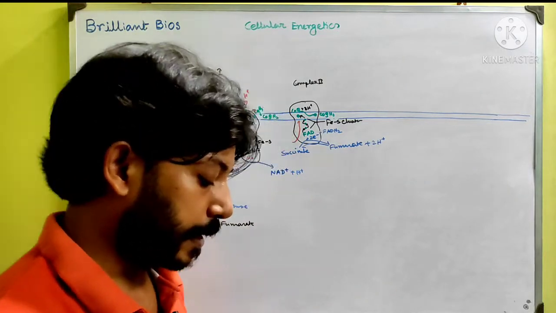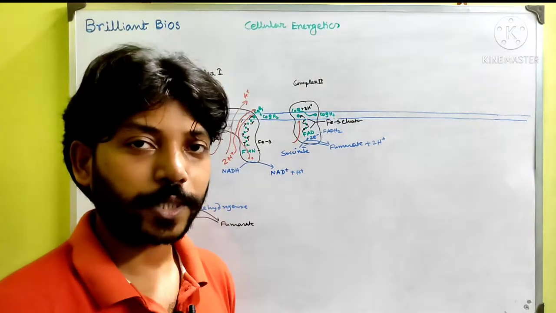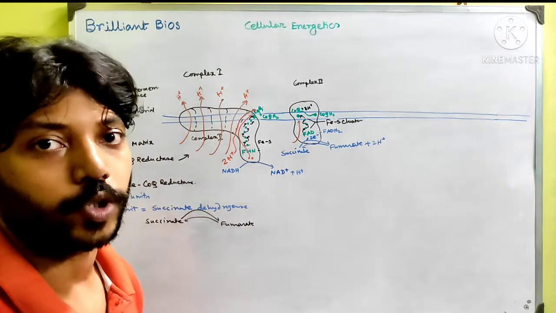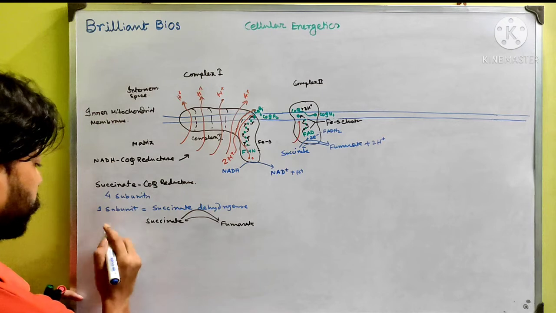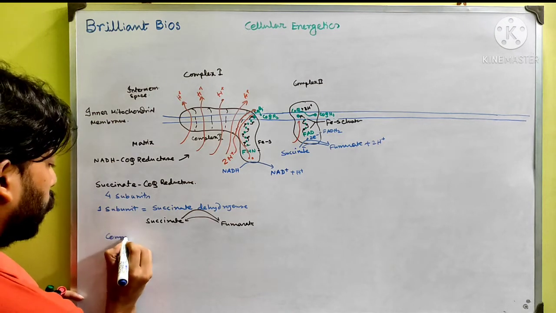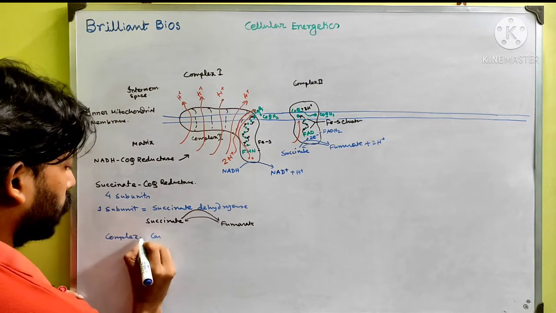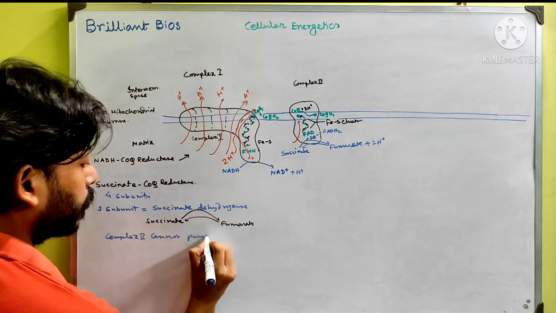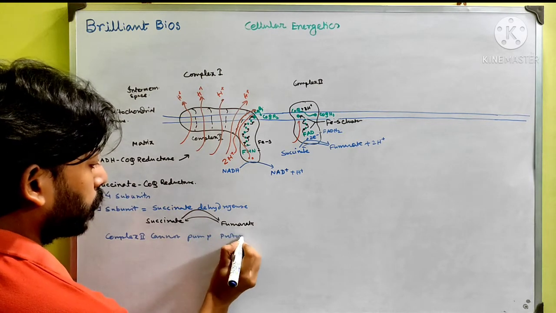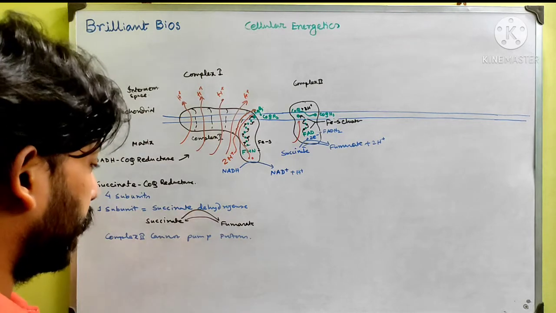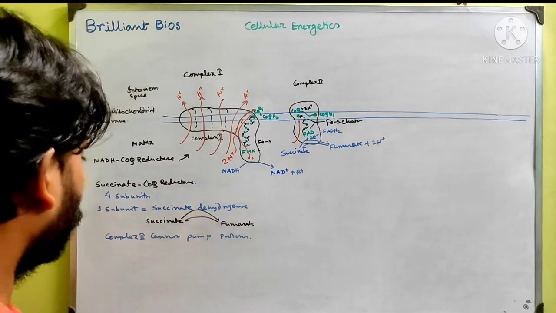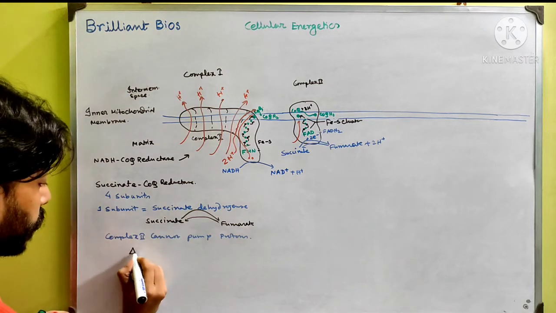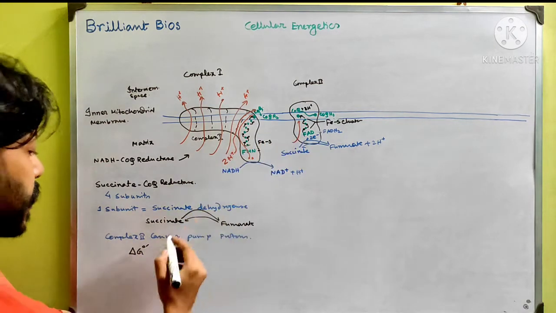Now the fact about this complex 2 is that this complex cannot pump protons. So it does not directly take part in the proton motive force. But the delta G0 prime of this reaction is negative.